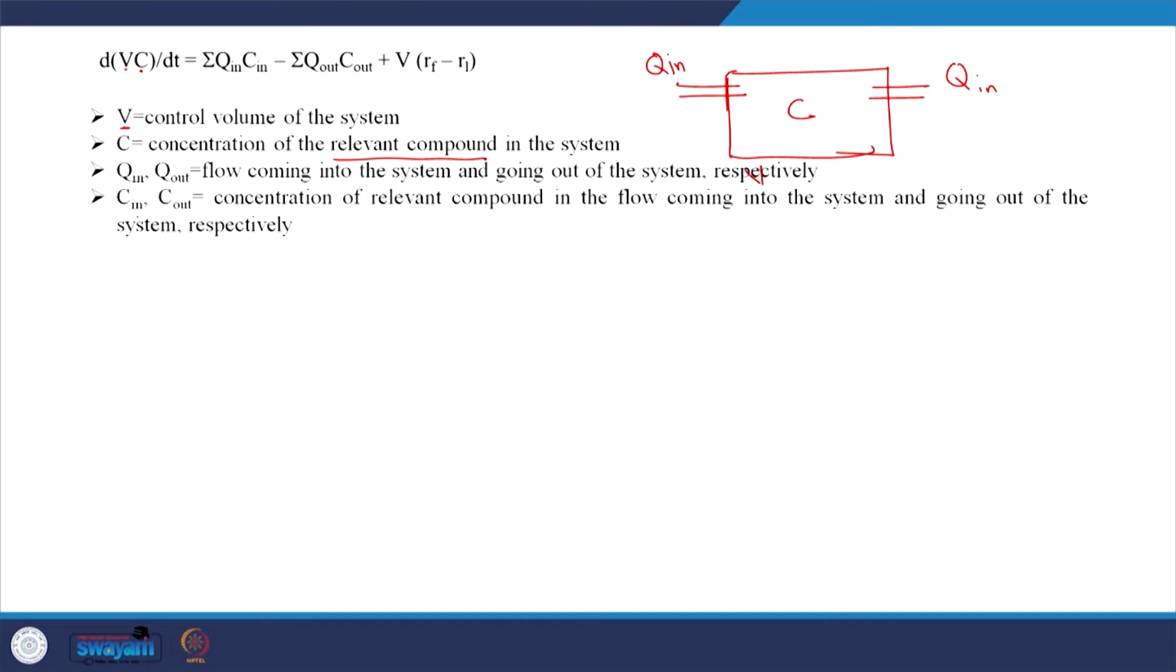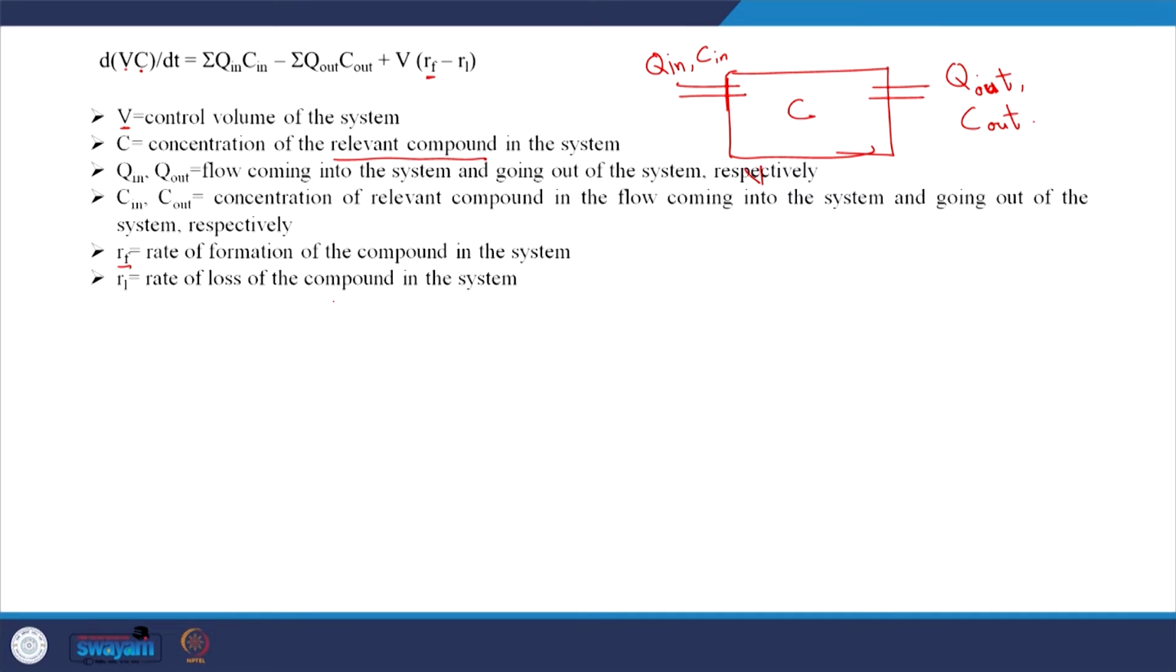And obviously C in and C out, concentration of the compound in the flow coming into the system, C in, influent, okay. This should have been out, OUT, and then C out is the concentration of the compound in the flow going out of the system. And what else do we have? Rate RF, rate of formation of the compound in the system, and rate of loss of compound in the system.